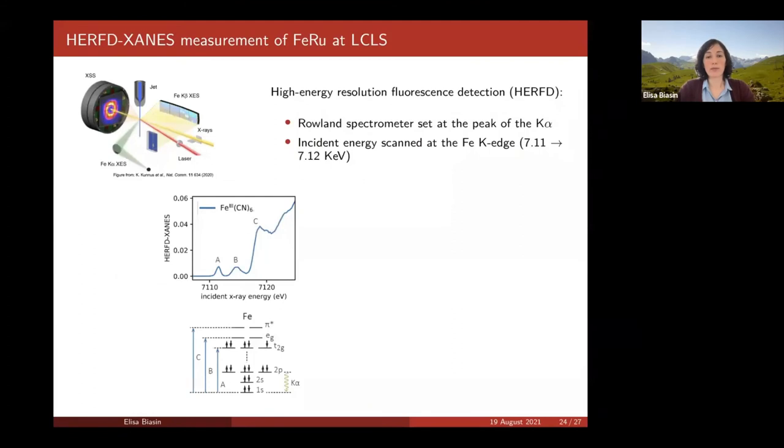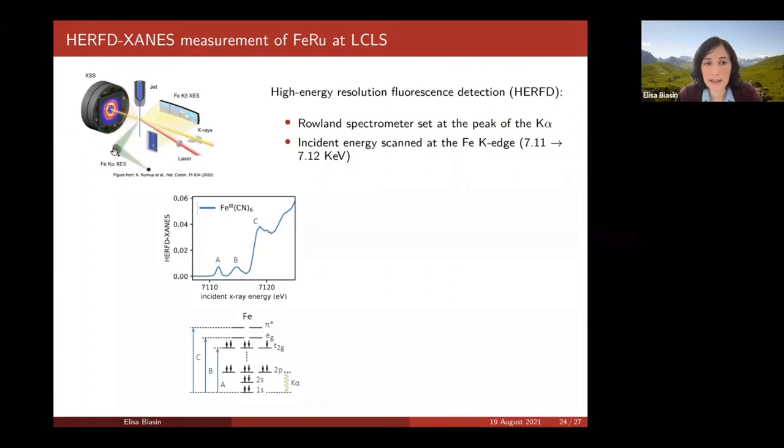So for the final part of the talk, I've shown you how we analyzed the information that we got from the scattering and the iron K beta data. But I also told you at the beginning that we had a Rowland spectrometer set up to measure the iron K alpha. In this case, the spectrometer was aligned to detect the most intense K-alpha, so it was set at the peak of the iron K-alpha spectrum.